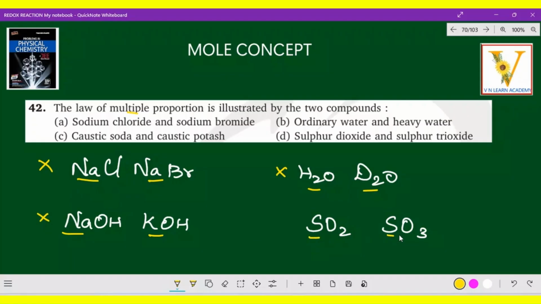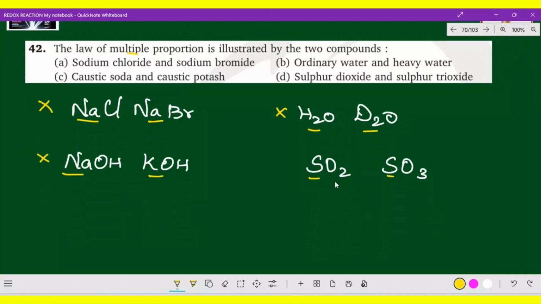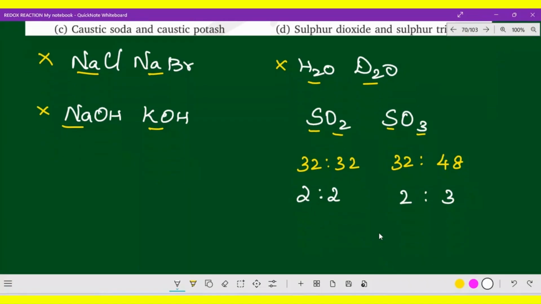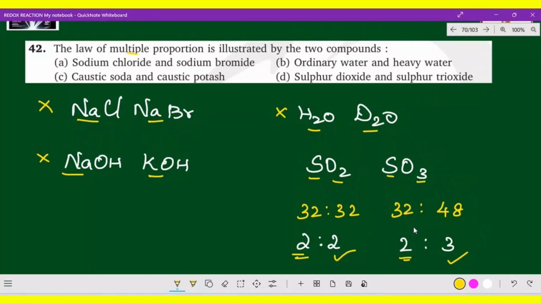Whereas here, sulfur and sulfur is a fixed mass, and oxygen is O2 and O3. So this is multiple proportion. When we talk about 32 to 32 atomic mass, and in the same way 32 to 48, the ratio is 2 to 2, and the same way 2 to 3. Here the sulfur is a fixed mass, whereas the oxygen is actually increasing. So in multiple proportion, the number of atoms are increasing.